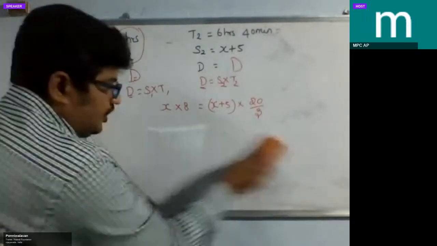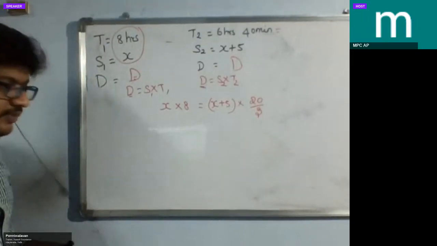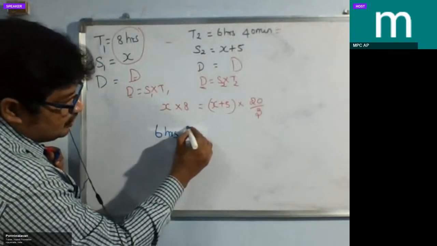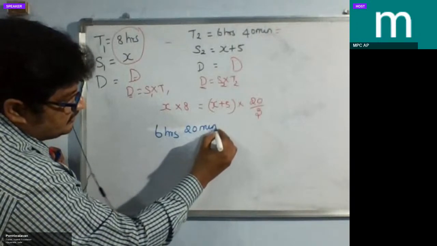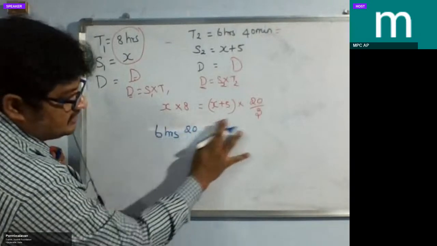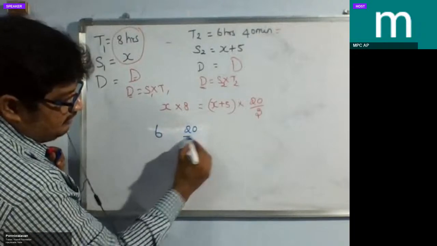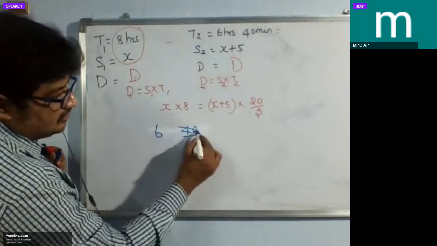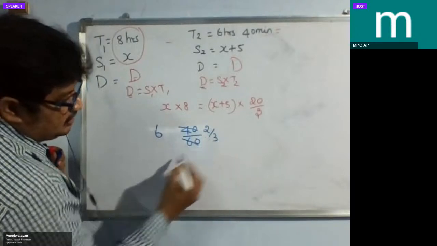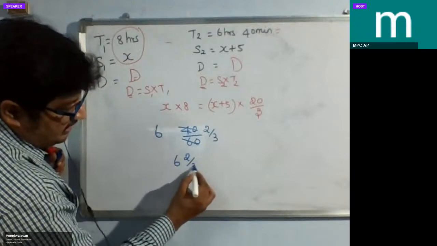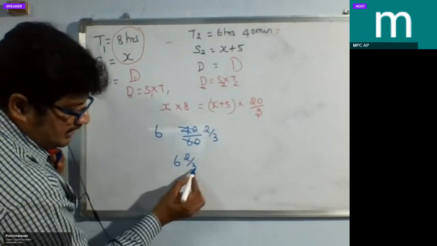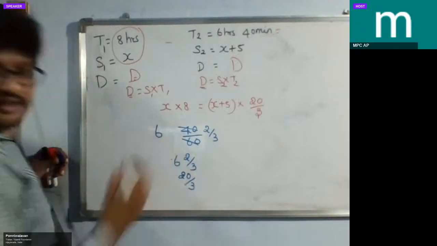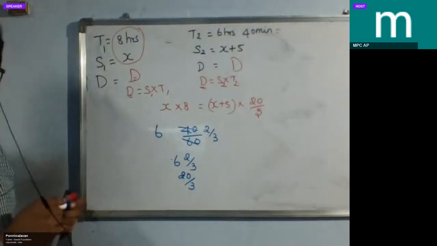Listen, again I am telling you, listen carefully. To convert 40 minutes into hours, we divide by 60, so it is 2 by 3. So it is 6 2 by 3 hours. If you multiply it, 6 threes are 18, 18 plus 2, 20 by 3. So it is 20 by 3.